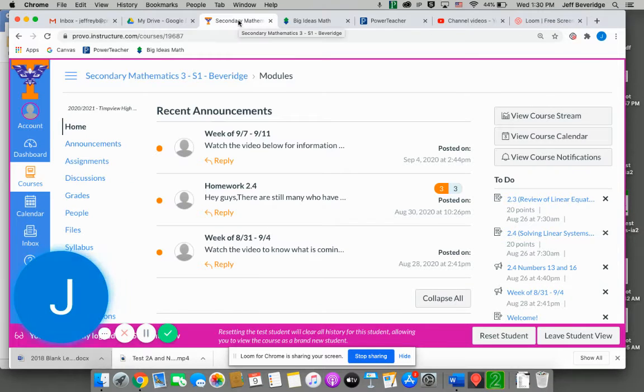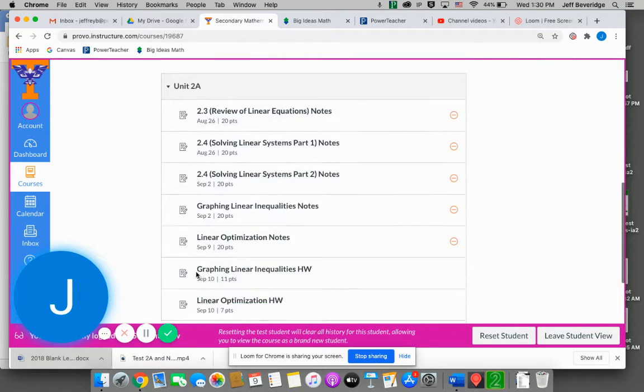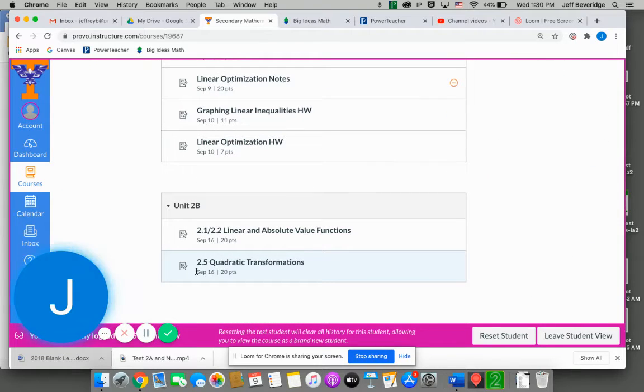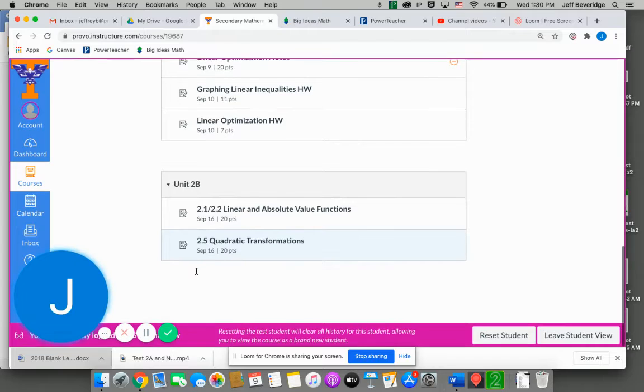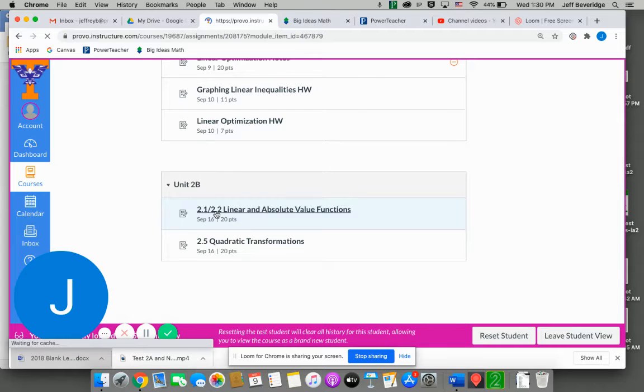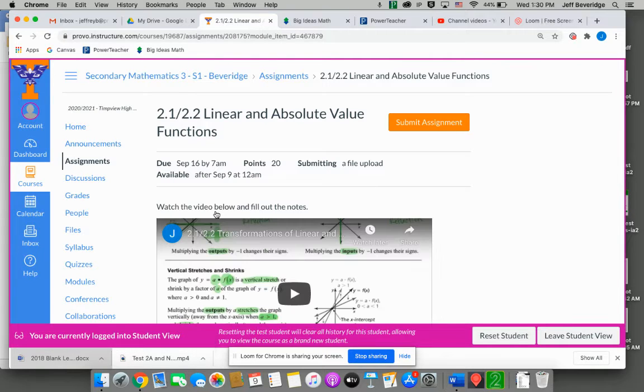All right, SM3. So what I wanted to do really quickly was go over what's coming up. So first of all, I have right here Unit 2B uploaded, or at least the first two lessons of Unit 2B. So if you click in here, this is a lesson for 2.1/2.2.